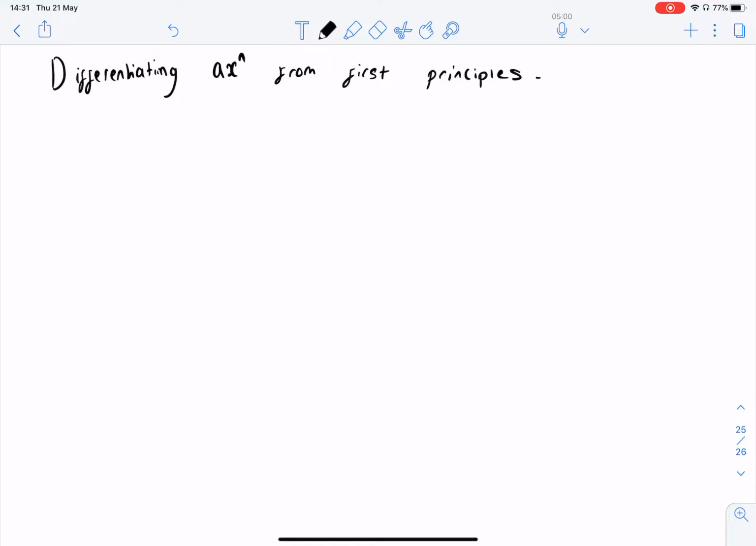Hello, this is going to be a quick video on differentiating ax to the n from first principles. So I'm sure as many of you know, if you have f of x equal to ax to the n, then the derivative of that would be anx to the n minus 1.